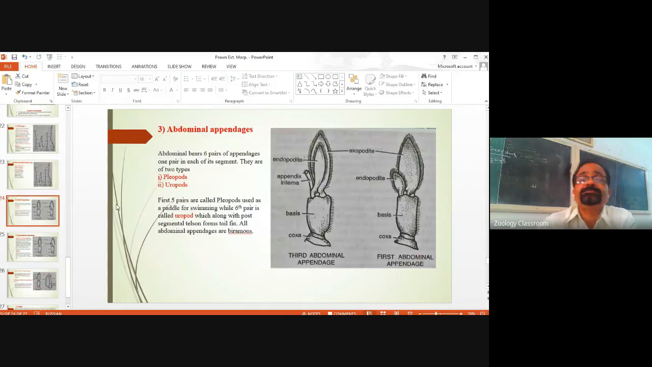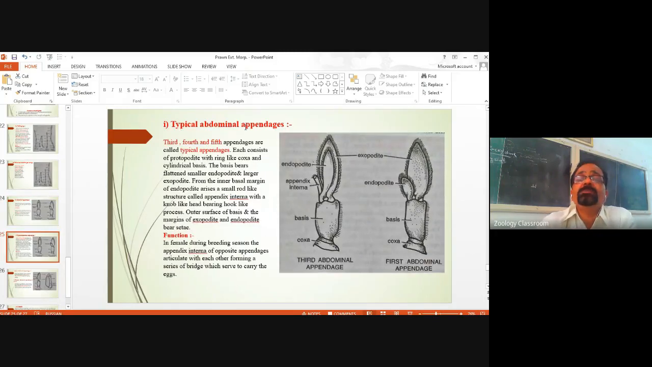फर्स्ट वन नाव वी आर गोइंग टू डील विथ. नाव टिपिकल ॲबडॉमिनल अपेंडेजेस कशाला म्हटलेलं, जसं टिपिकल लेग तसं टिपिकल ॲबडॉमिनल अपेंडेज. म्हणजे आता कुठले, जसं आपण उल्लेख केलेला आहे फाईव्ह पेअर्स आहे, त्यातलं थर्ड, फोर्थ अँड फिफ्थ appendages are typical appendages.